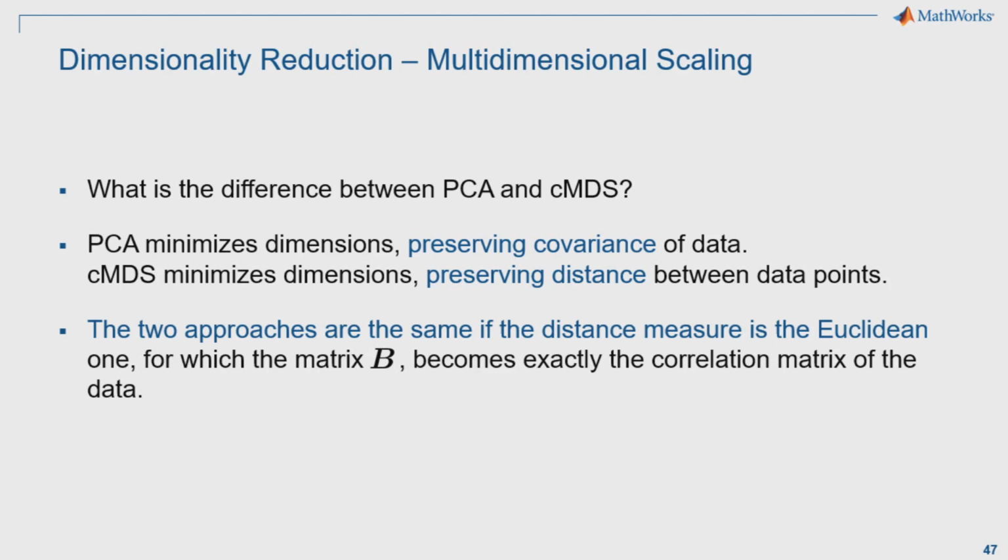This is very similar, and in fact, in the case you're using Euclidean distance, these two approaches are the same, but if your distance matrix from which you start is not computed with Euclidean distance, this would end up with a different result. And of course, this result depends on the metric that you used.